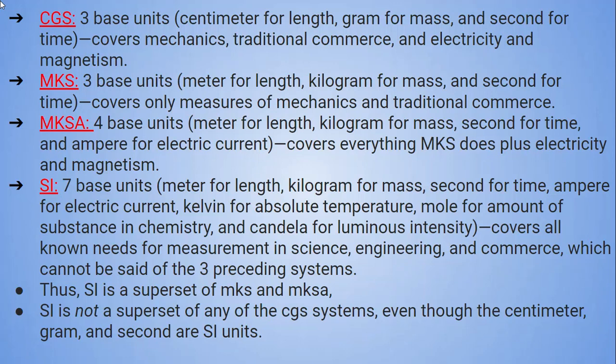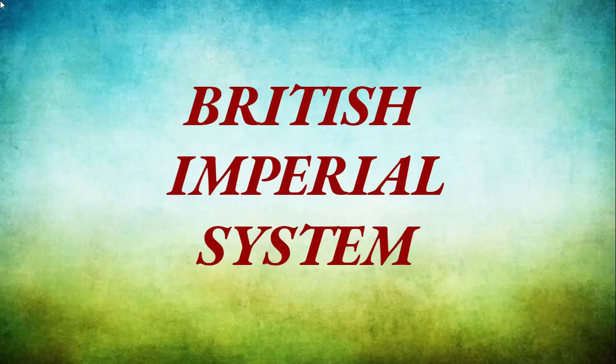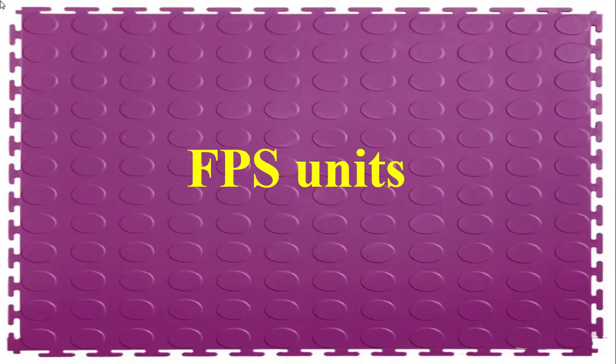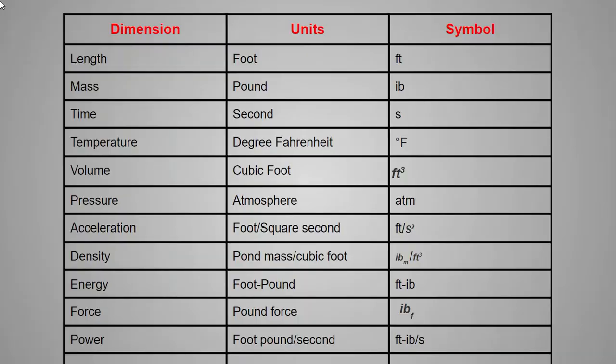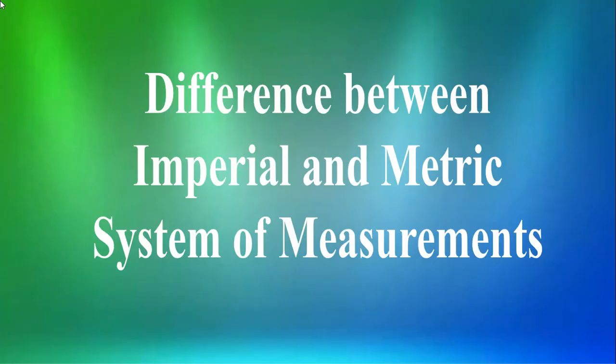But the SI system is not a superset of any of the CGS systems, even though the centimeter, gram, and second are SI units. Now let us work out the British Imperial system. What are FPS units? FPS units are the units of the British Imperial system. The FPS system of units has foot, pound, and second as its base units. Here is the table with dimensions, units, and symbols for length, mass, time, temperature, volume, pressure, acceleration, density, energy, force, and power.